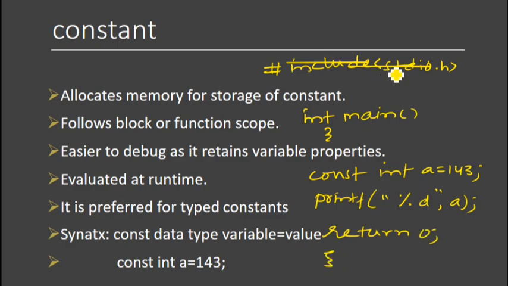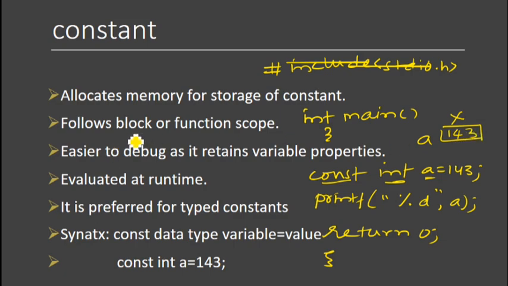You already know #include means the standard input output header file. It allocates memory for storage of the constant, because I'm declaring a as an integer data type. So a stores the value 143, but I mentioned it is a constant, so throughout the program the value of a will not change, it always remains 143. This variable a has the same properties as a normal variable, but I declared it as a constant. Whatever value you have stored inside a will not be modified during the execution of the program.